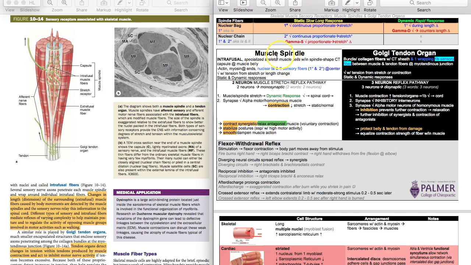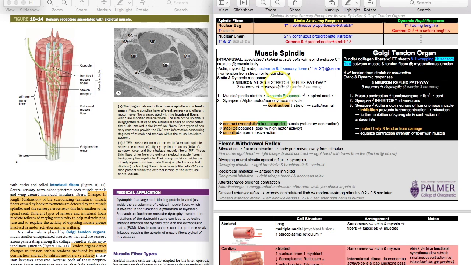So muscle spindle: 2 neurons. Golgi tendon organ: 3 neurons. Okay, so that's kind of nice. But don't get confused by the number of synapses, because remember that a synapse is the communicating junction between 2 neurons. So a 2-neuron pathway could also be called a monosynaptic pathway, okay? And the 3-neuron pathway could also be called a disynaptic pathway. 2 synapses between the 3 neurons, okay?